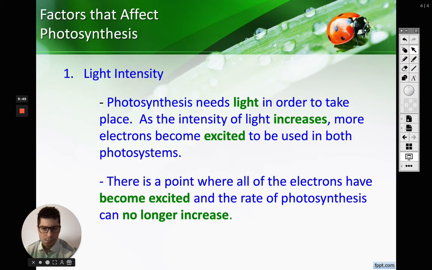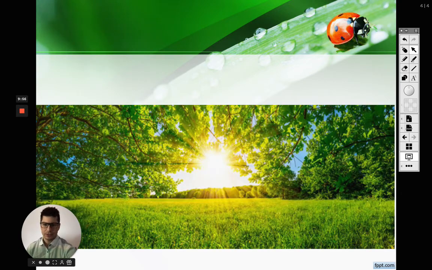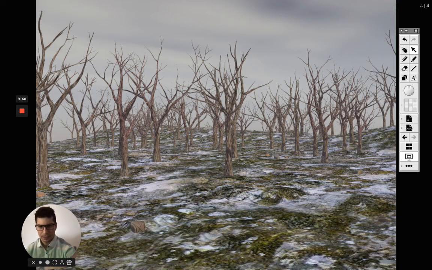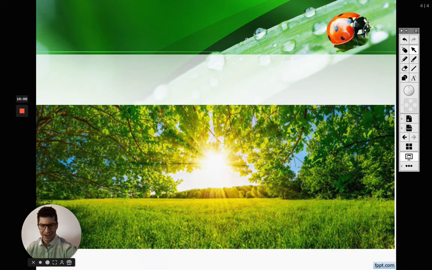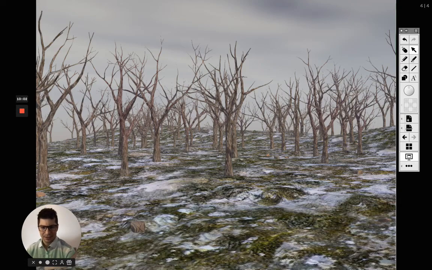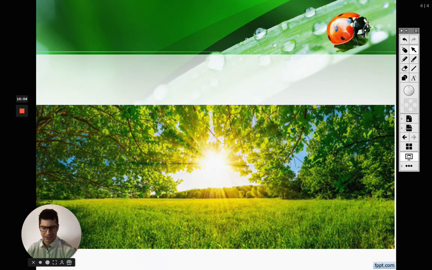All right. So, like I said, just in the graph, there is a point where all the electrons have become excited and we can't increase photosynthesis anymore, all right? Obviously we'd have a higher photosynthesis rate here than here. But in this area, there is a point where the plants cannot photosynthesize any faster. It's like everyone is working as hard as they can. No one can go any faster than they're already going.